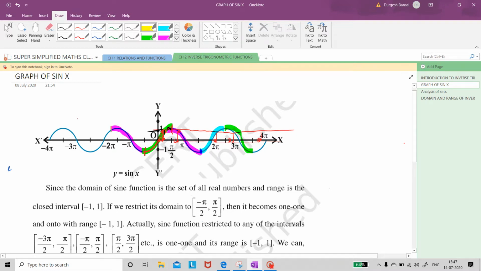We can make the function 1-1 by restricting its domain. So let us see to which intervals we can restrict the domain. If you restrict the domain to this green portion, which is the closed interval minus pi by 2 to pi by 2, the function becomes 1-1.